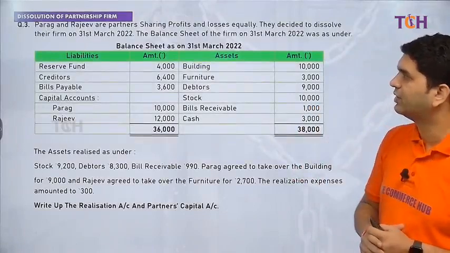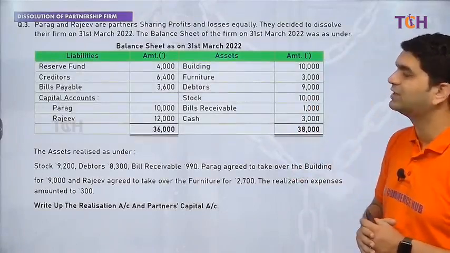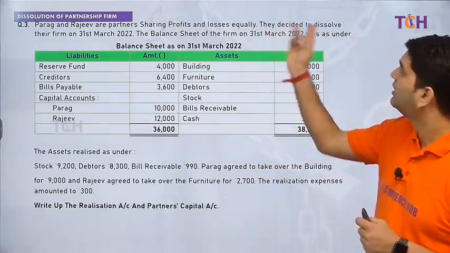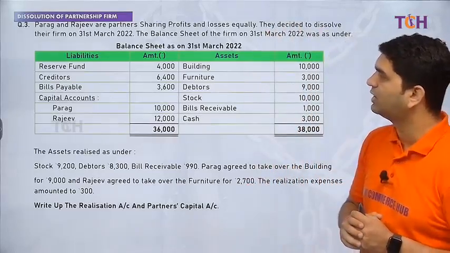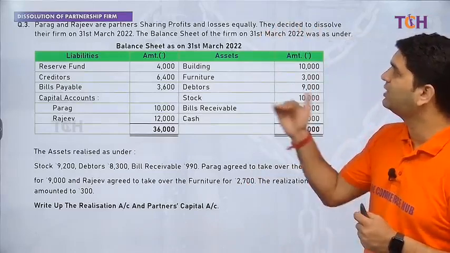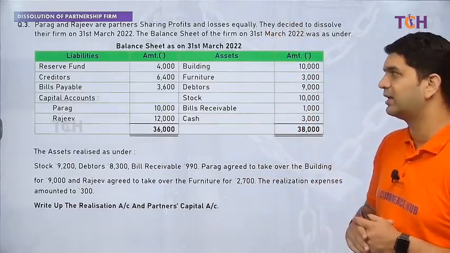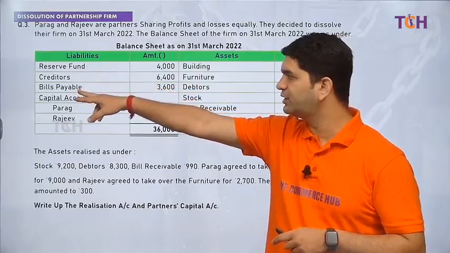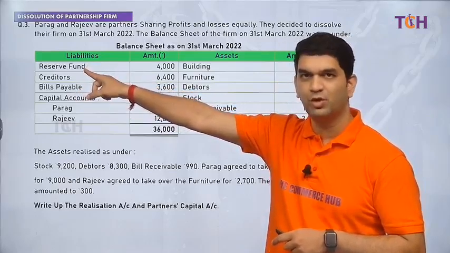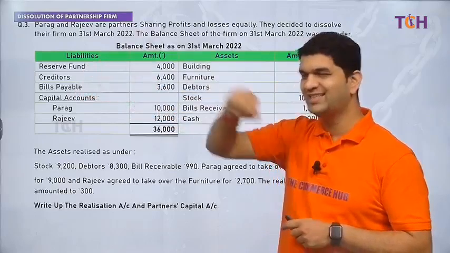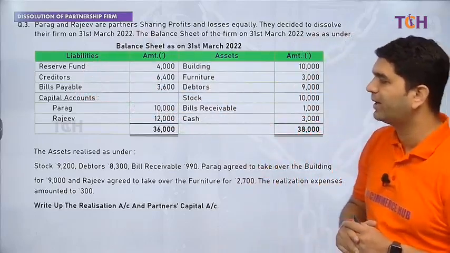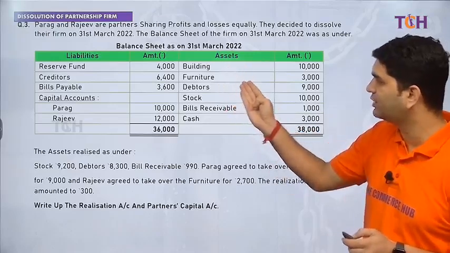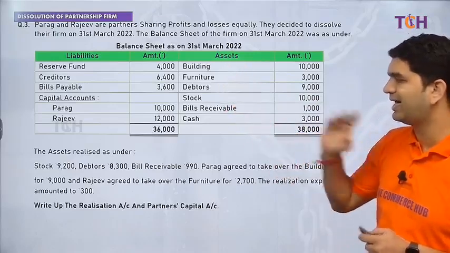Parag and Rajiv are partners sharing profit and losses equally. It is clearly mentioned the ratio is equal. They decided to dissolve the firm on 31st March 22. The balance sheet of the firm was as under. On the liability side, we have reserve fund, creditors, bills payable. I hope you understood what is to be done. Yes, correct, it is to be distributed among the partners' capital accounts. And on the asset side, building, furniture, debtors, stock, bills receivable and cash.